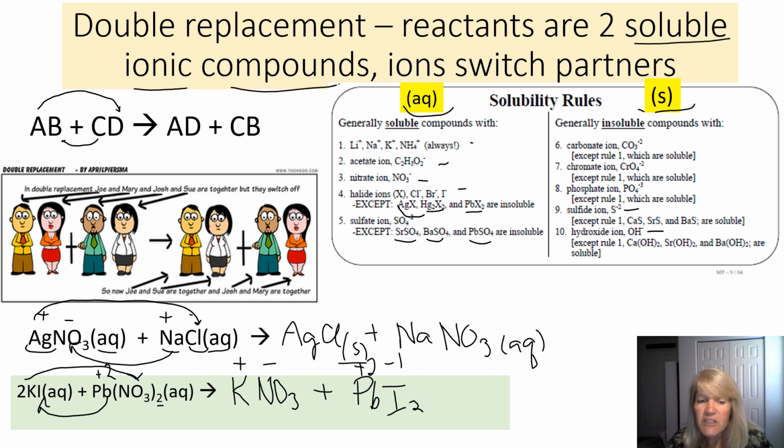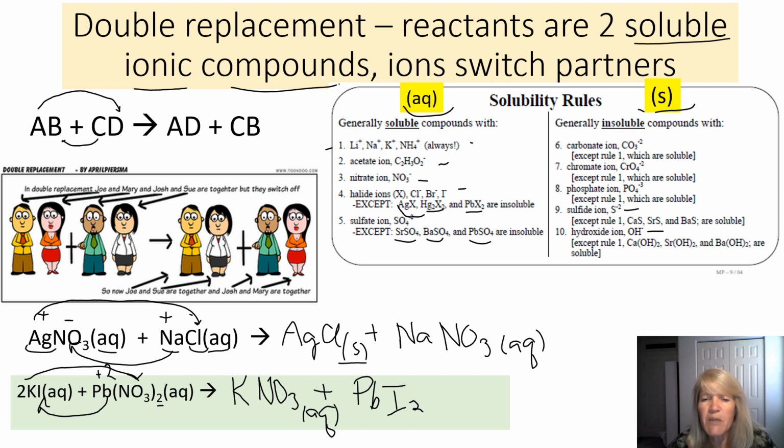So that's our first step, to identify our products. And now I'm going to erase those charges because we don't want them hanging around in our balanced reaction. And now let's look at solubility. The first compound has a K in it. There's rule 1. Potassium is always soluble. Also nitrate, always soluble. So this piece is aqueous.